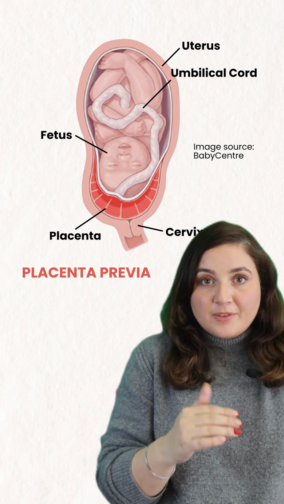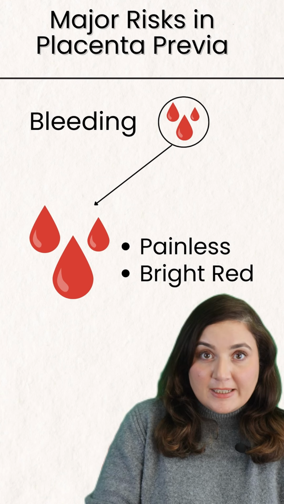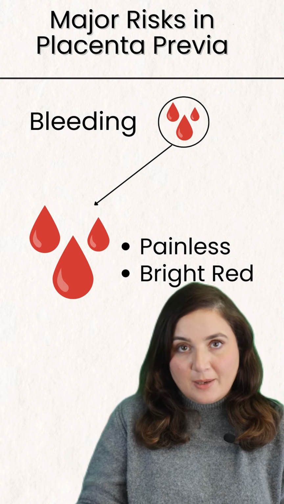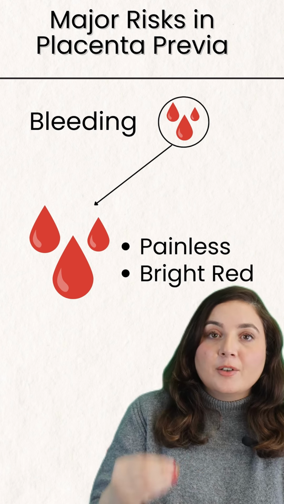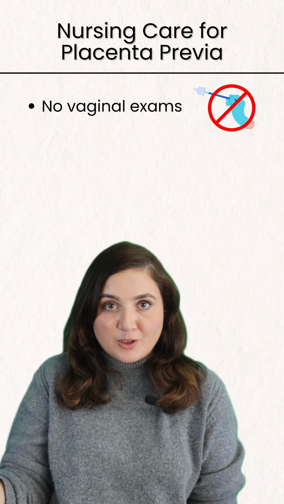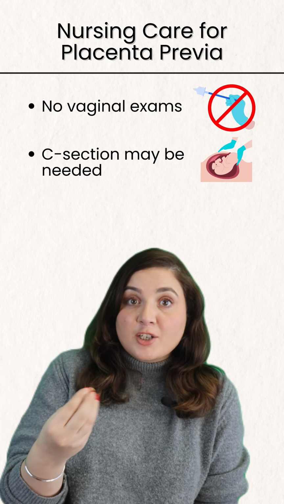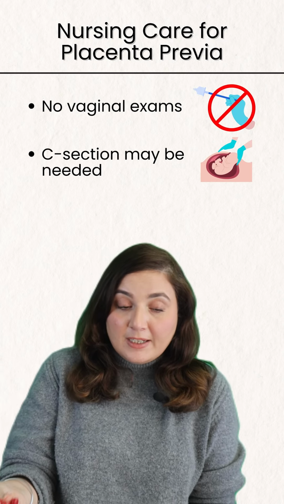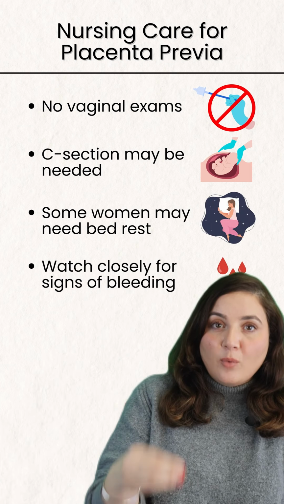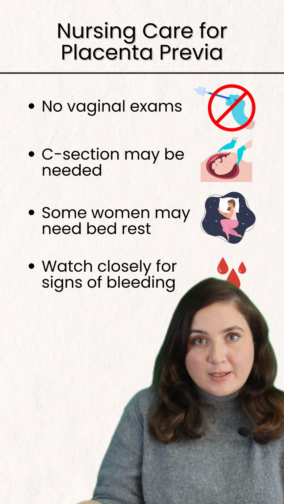Now, in placenta previa, the major risk is bleeding. Placenta previa bleeding is painless, and bright red blood comes out. When it comes to nursing care, the most important thing is that there should not be any per-vaginal examination for these mothers. A cesarean section might be anticipated or needed, and some of the women are put on bed rest, and we will be watching and monitoring for any signs and symptoms of bleeding.